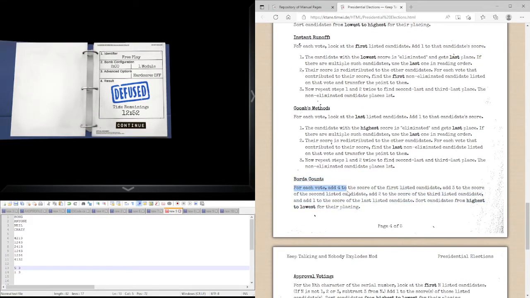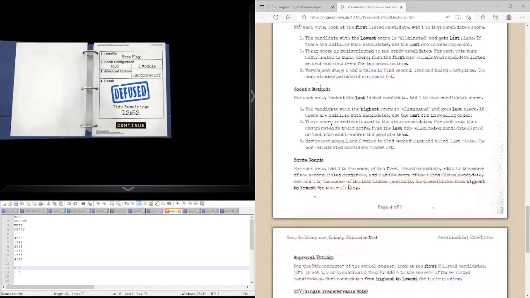For each vote, add 4 to score the first, 3 to second, 2 to the third, and 1 to the last. That's why I said this is one of the simpler ones, because it's literally just scoring it 4, 3, 2, 1 from how they've listed it.